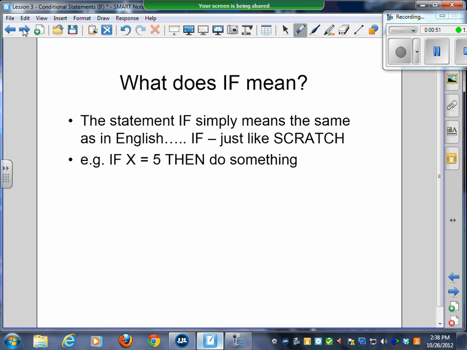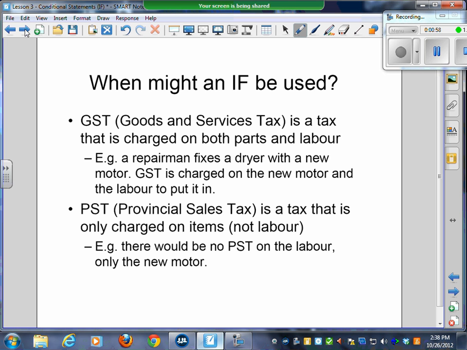If x equals 5, then do something. In Scratch, we didn't have the then. In Liberty, you need the word then. So when might an if be used? Here's a non-gaming example. GST tax, that you guys know about when you buy something, is charged on both parts and labor. For example, a repairman fixes a dryer with a new motor. GST is charged on the new motor and the labor to put it in. PST, provincial sales tax, is only charged on items, not labor. So there would be no PST on the labor, only the motor. So you have an if: if it has to be charged, then calculate.